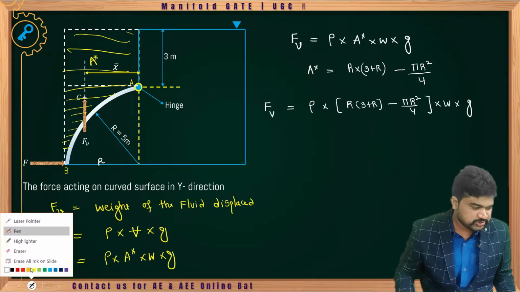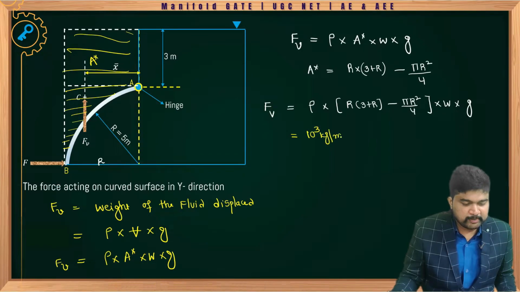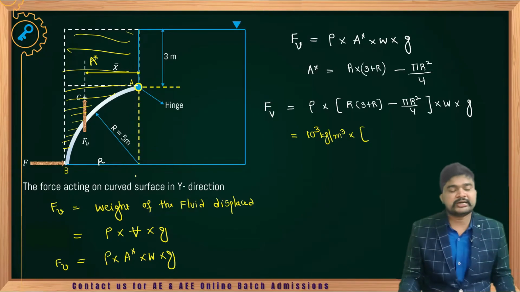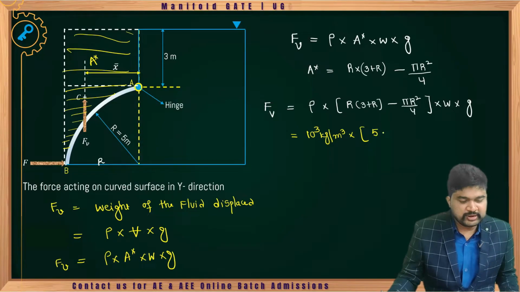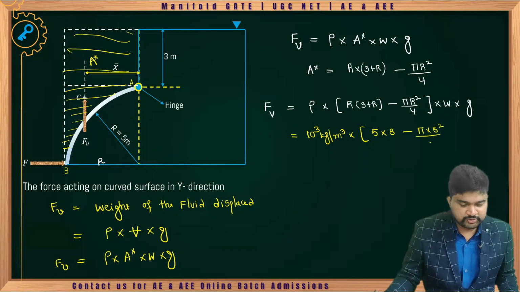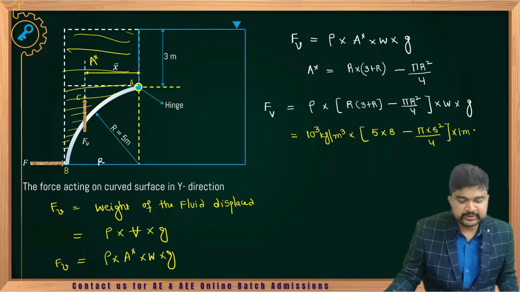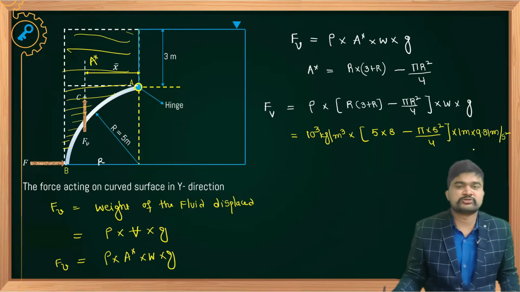So now substitute all the values here. 10 cube kg per meter cube into, what is R? Tell me. 5 meter. 5 meter. Here 5 meter into 8 meter minus pi times 5 square by 4, into 1 meter into 9.81 meter per second square.